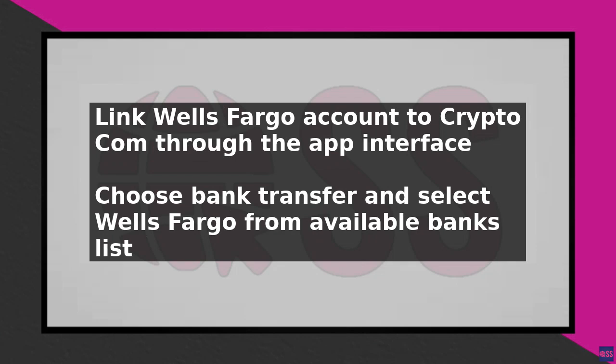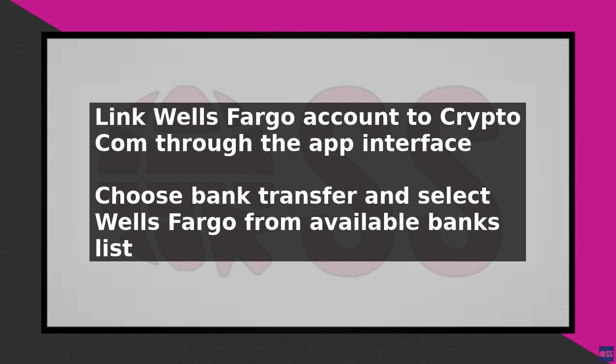Once your accounts are linked, navigate to the Crypto.com app and select the account icon. Then tap on Deposit. Choose the cryptocurrency you want to purchase and select Bank Transfer as your payment method. Enter the amount you want to transfer and confirm the transaction.